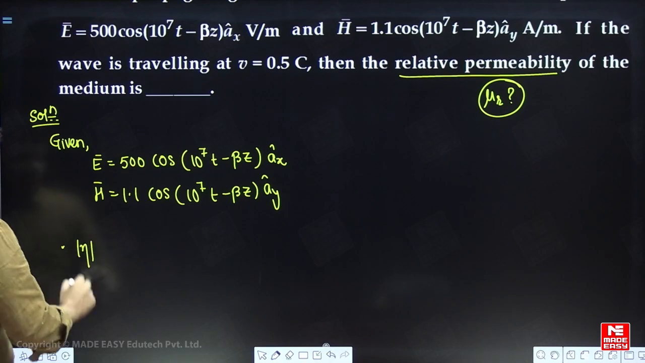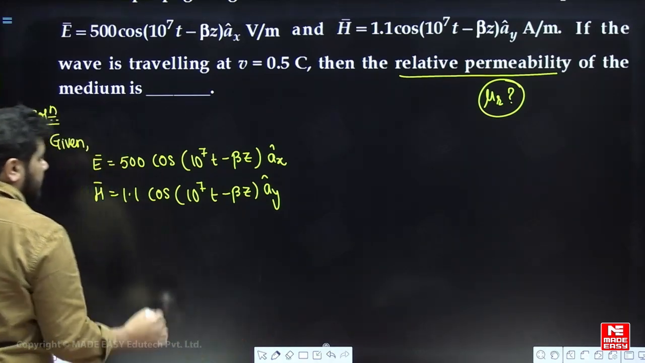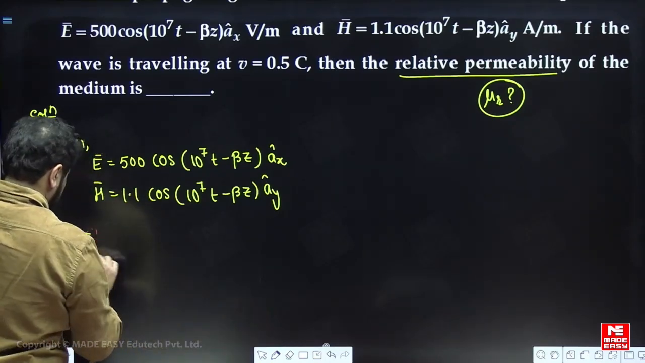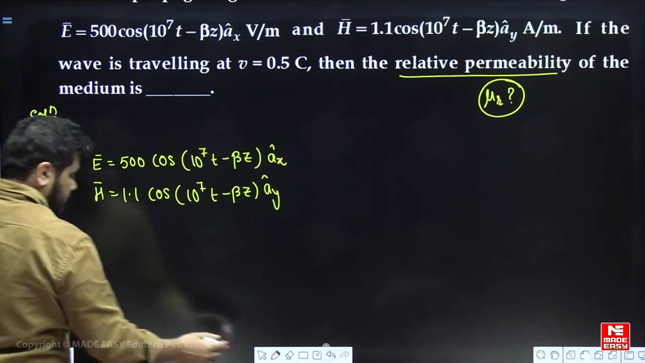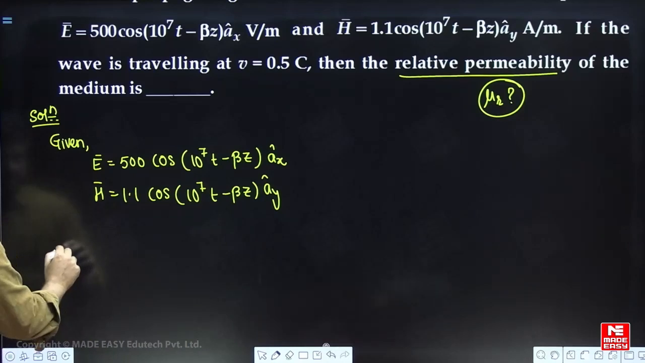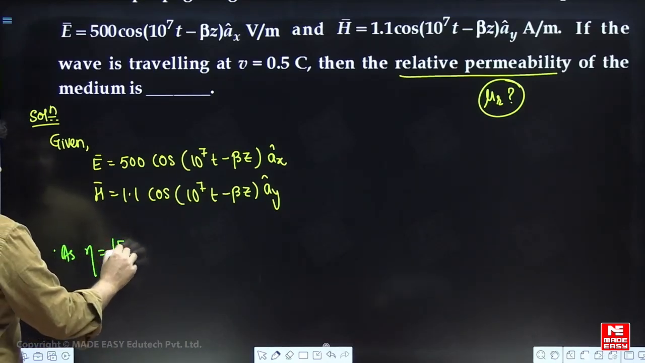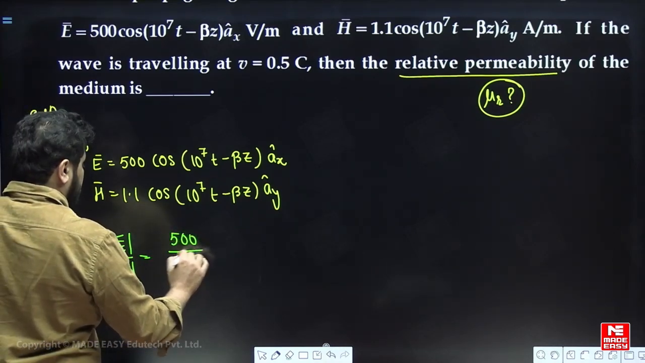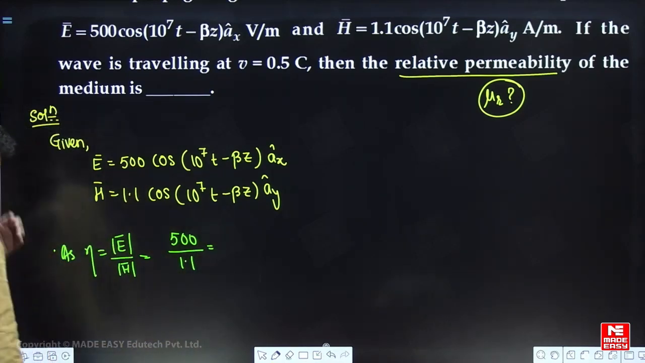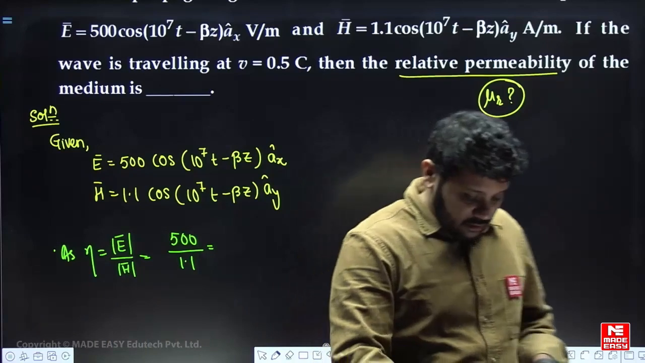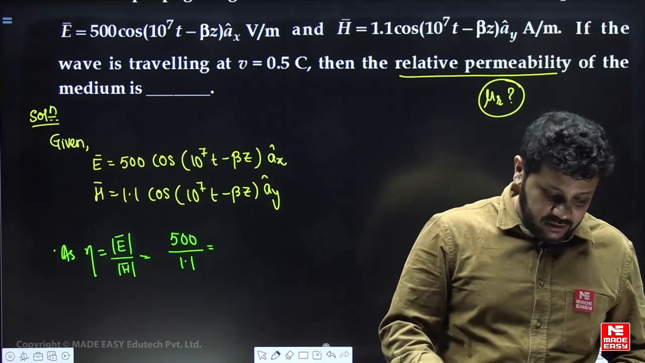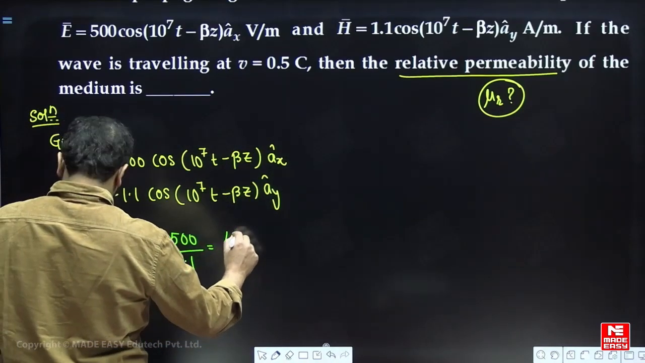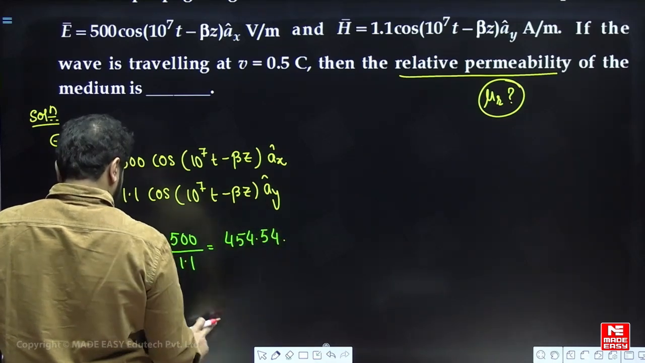We know that eta, it is a lossless medium. Now eta is equal to mod of E upon mod of H. So this is equal to 500 upon 1.1. So 500 upon 1.1 is how much? 454.54, good number.